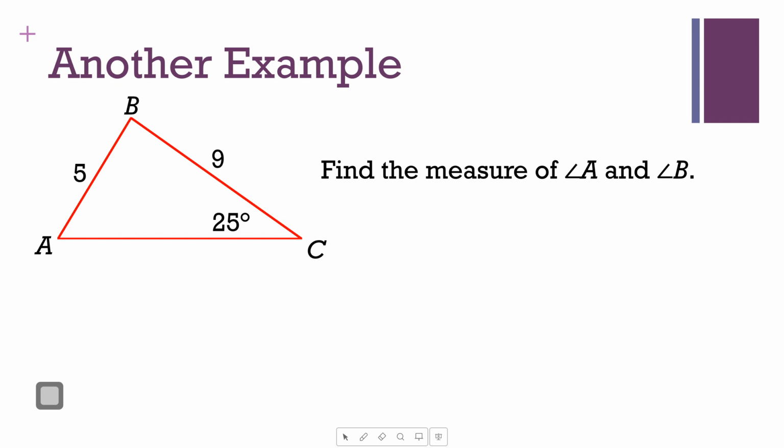Okay. Go back to the initial setup of the function, or else the law is a lot easier to do when you start from scratch. In other words, sine of an angle over a side equals sine of an angle over a side.